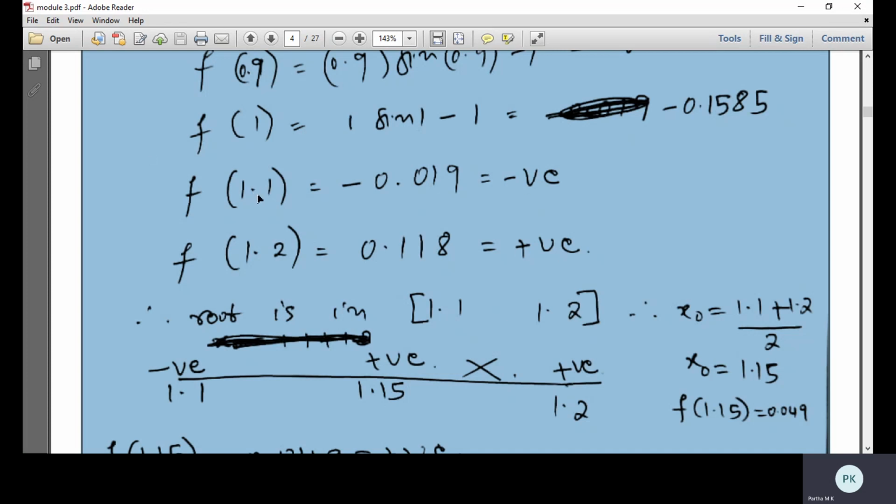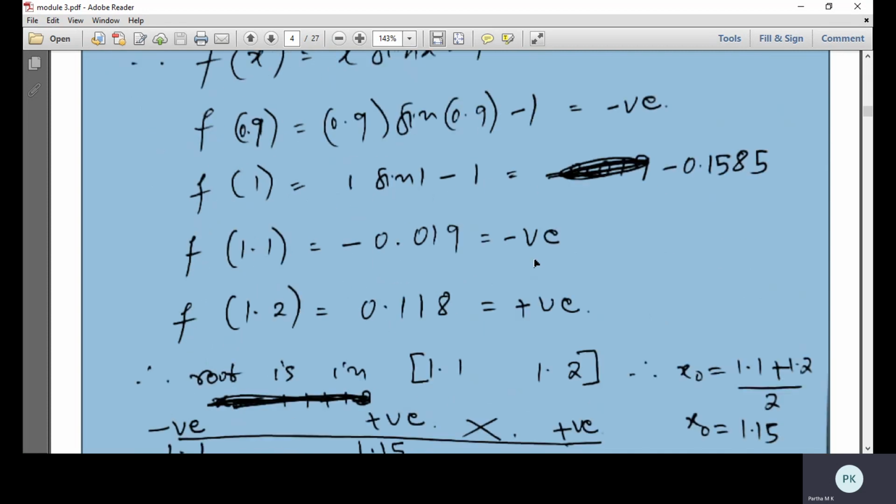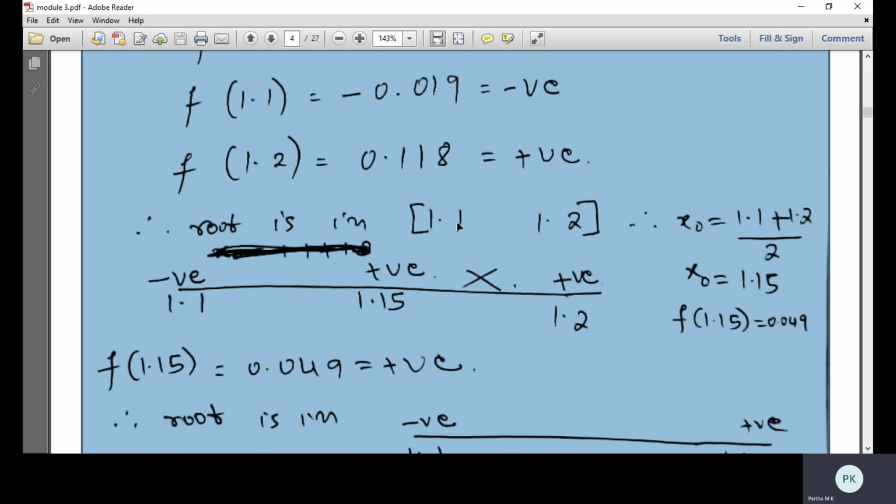You got. Substitute x is equal to 1.1. You are getting negative value. Substitute x is equal to 1.2 in the given problem. Here, you put x is equal to 1.1. You are getting a negative value. Put x is equal to 1.2. 1.2 into sin of 1.2 minus 1. You will get a positive value. So for 1.1 you are getting negative, and for 1.2 you are getting positive value. Write this.